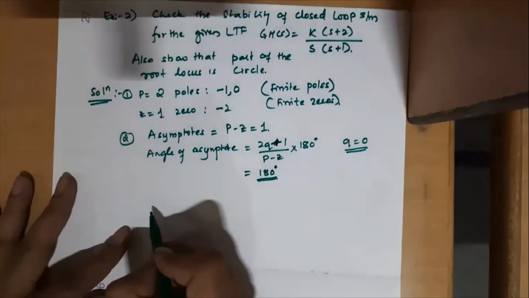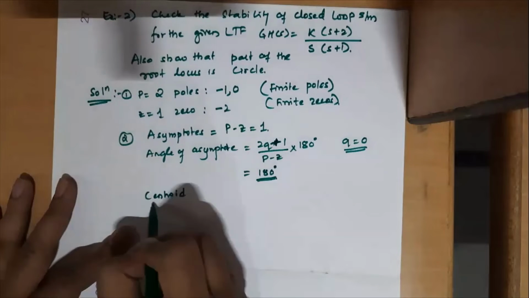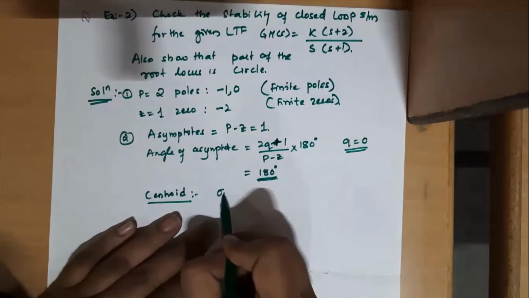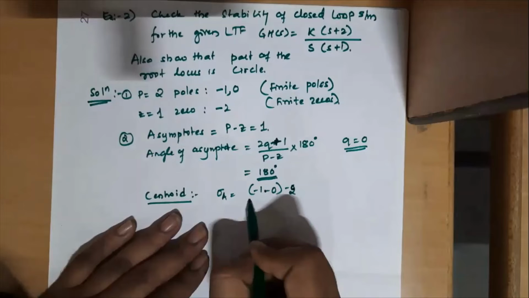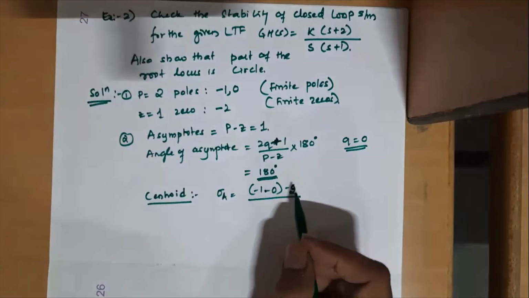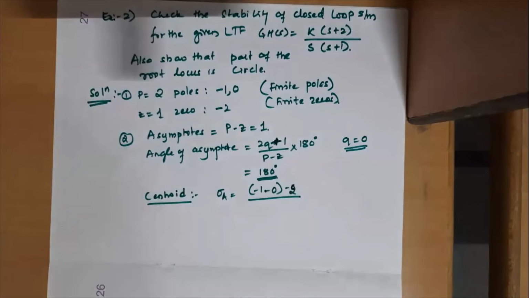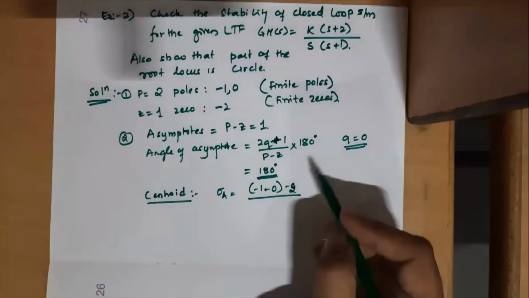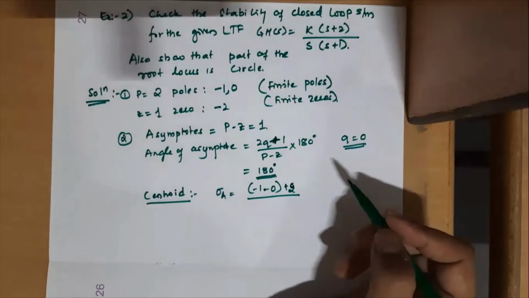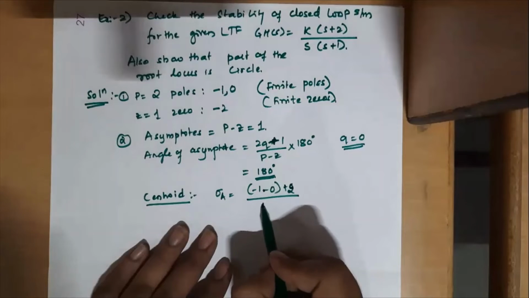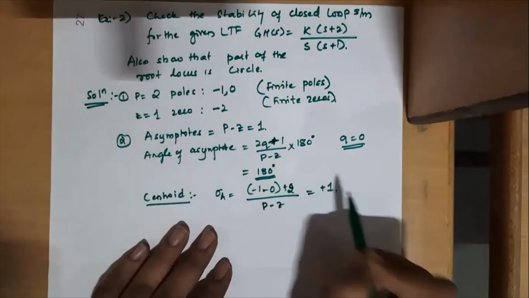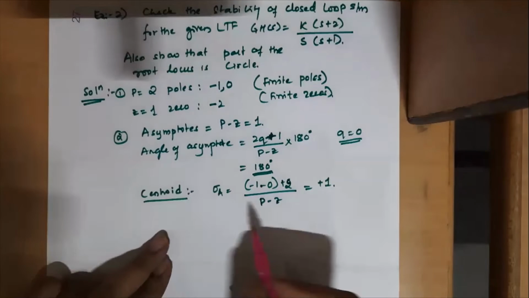And what is centroid? We have to draw the 180 degree line. You can still draw it, but centroid we will calculate for the sake of completion. Summation of finite poles minus summation of finite zeros will become minus 1 minus 0 minus of minus 2, divided by 1. So your answer is plus 1. So plus 1 on the s plane acts as a centroid.